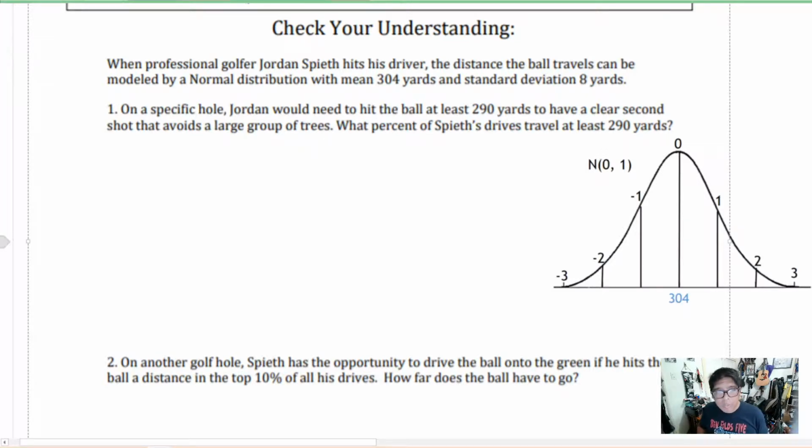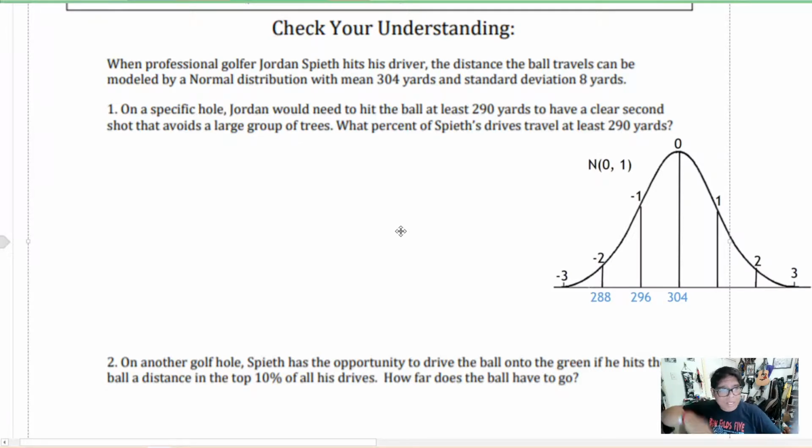So I know the mean is 304. 290 is less than 304. So let's count our standard deviations backwards. 304 minus 8, that's 296. I need to get to 290, so let's do this again. 296 minus 8 yards, okay, that's 288.